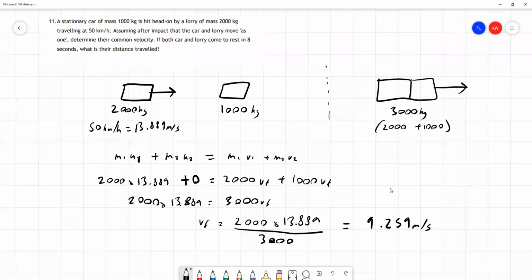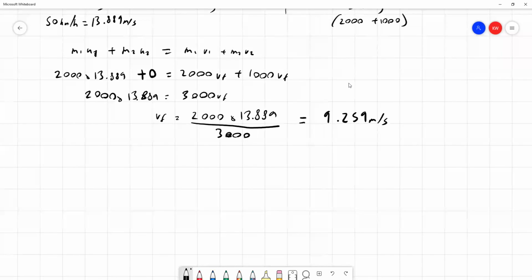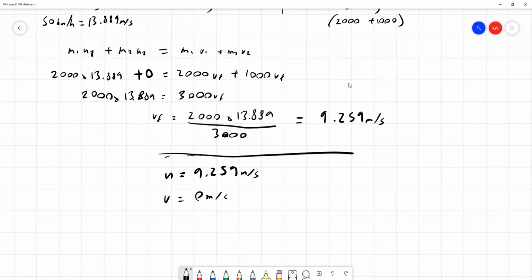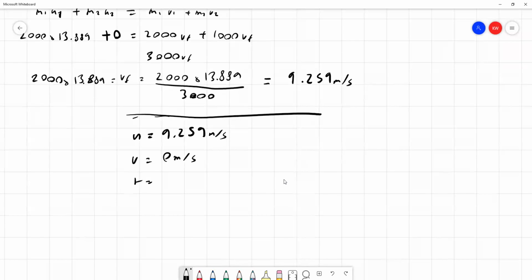So we're told then that they come to a rest 8 seconds later, and we're asked to find out how far they travelled in that time. Well, this is the second part of the question. There's not really a letter for it, but it draws the line here. The initial velocity is what we worked out in the first part, 9.259 meters per second. Our final velocity is going to be 0 meters per second. And the time we were told is 8 seconds.